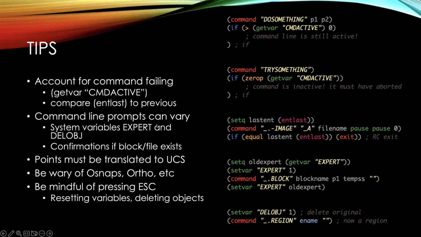And when I say, what do you mean by being wary of? These are things to test. So when you're testing this code, what happens when you press escape? Just be sure you test it. What happens when O snaps are turned on, when ortho's turned on? You just need to test those things, and as best as possible, you account for them.